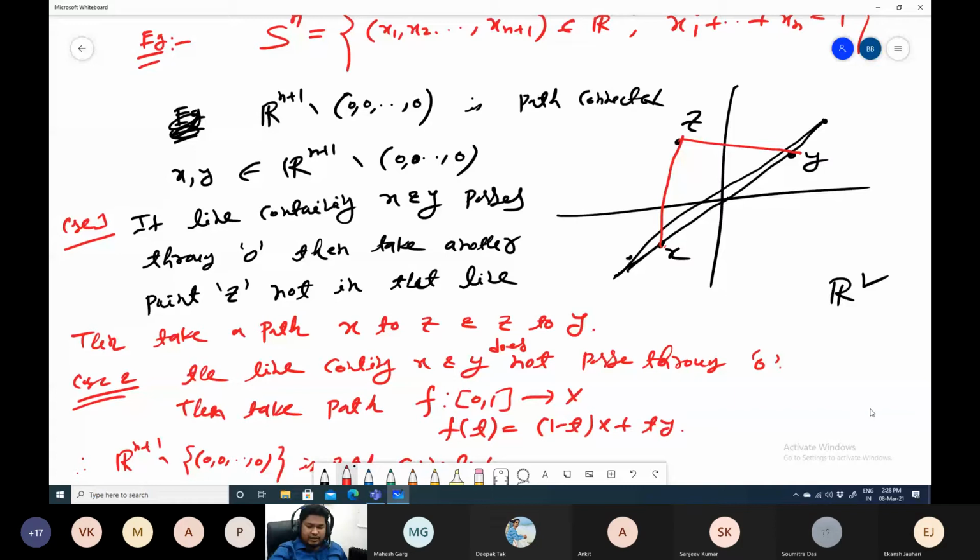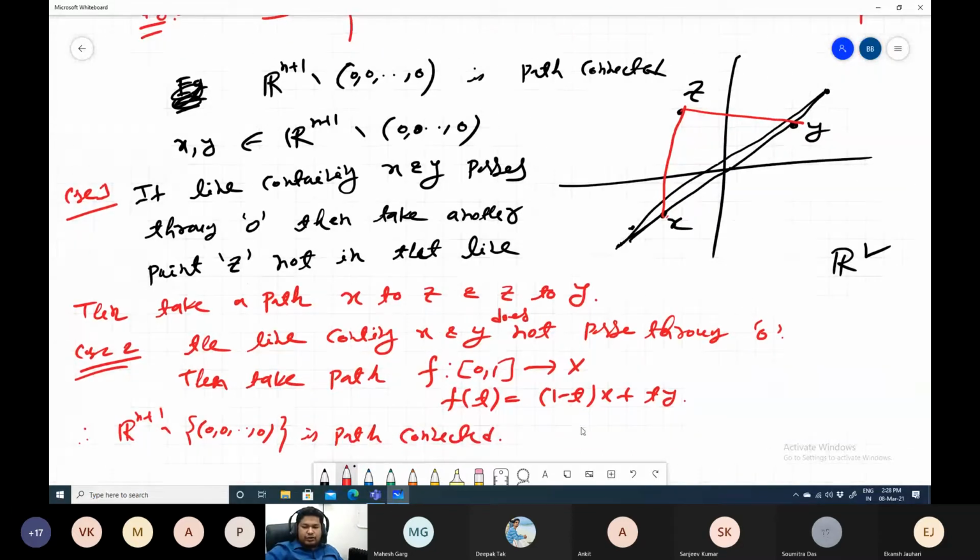सिंपल सा है. क्या करना है कि Rn - {0} में कोई भी 2 पॉइंट लेना है. तो मान लो कि जो लाइन पासिंग थ्रू दो पॉइंट होगा, वो लाइन अगर 0 से पास नहीं कर रहा है, ठीक है, देन हमें बस जो लाइन सेगमेंट होगा उस लाइन सेगमेंट को ही पाथ बोल देंगे.